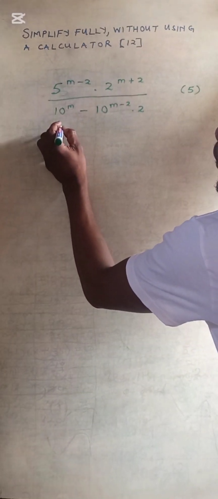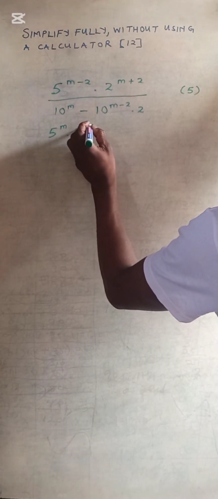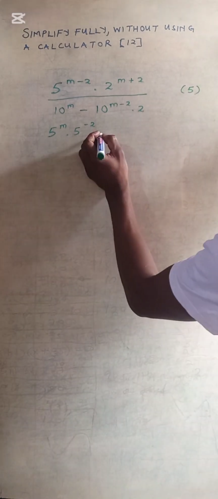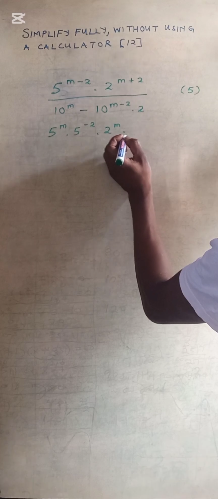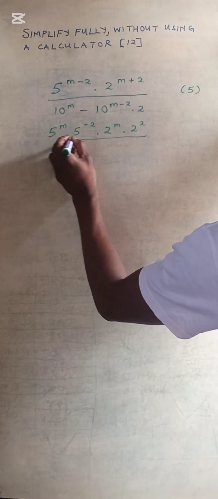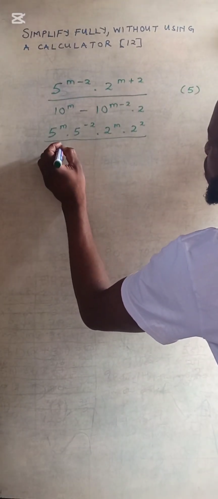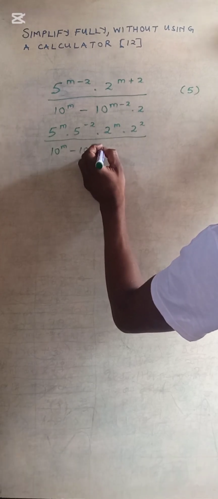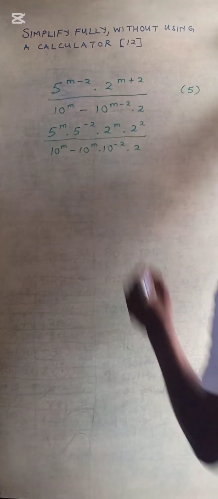So we have 5 to the exponent m multiplied by 5 to the exponent minus 2, right? So basically, we are reversing the law, right? We are going backwards. Multiply 2 to the exponent m by 2 to the exponent 2. We are happy. Down here, let's do the same thing. 10 to the exponent m minus 10 to the exponent m by 10 to the exponent minus 2 by 2, right?